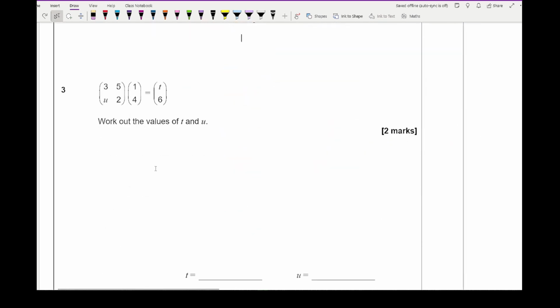Moving on to question 3, it says work out the values of t and u. So for this, what we need to do is we need to multiply out the matrix. Now for this, remember, we do this multiplied by this first. So I'm going to end up with 3 lots of 1 plus 5 lots of 4. And then for the second row numbers, I'm going to use that multiplied by that.